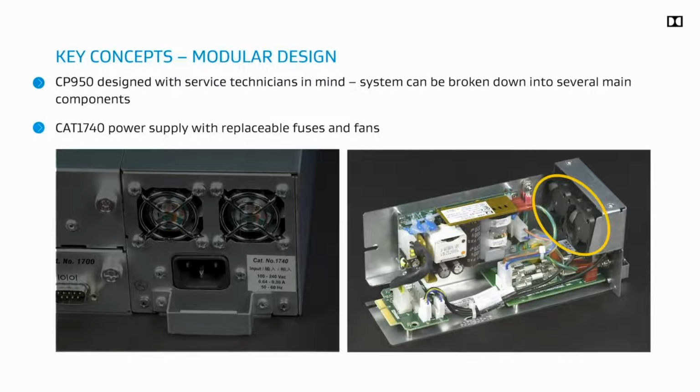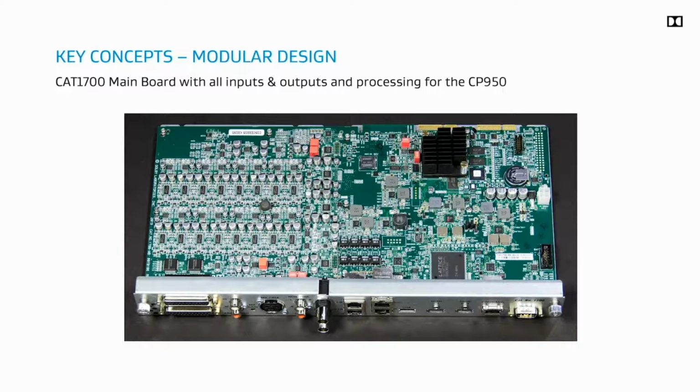This module allows for easy fan replacement or system fuses on the bottom of the card. The fuse holders can accept 5 by 20 millimeter or 6.3 by 32 millimeter fuses. And then the CAT1700 main board contains all the inputs and outputs and processing for the CP950. There are two captive thumb screws. Once they are unscrewed, the card can be pulled straight out of the back of the unit.